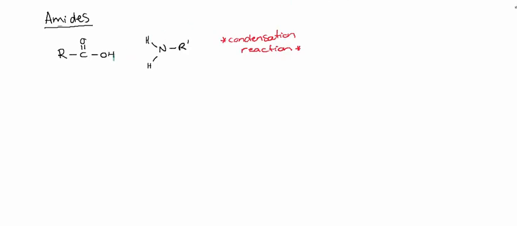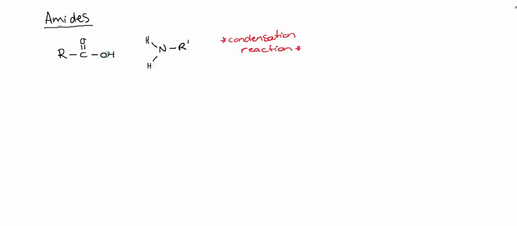One of the important reactions of amines is the condensation reaction that amines undergo with carboxylic acid to form a new structure called an amide. Now you're already familiar with condensation reactions. You've seen these when looking at the formation of esters. So you can think of this as pretty much the same, except we are now joining a carboxylic acid and an amine as opposed to a carboxylic acid and an alcohol.